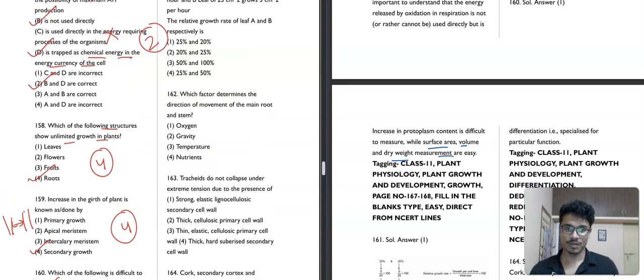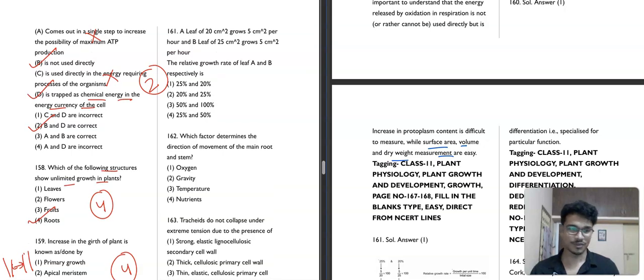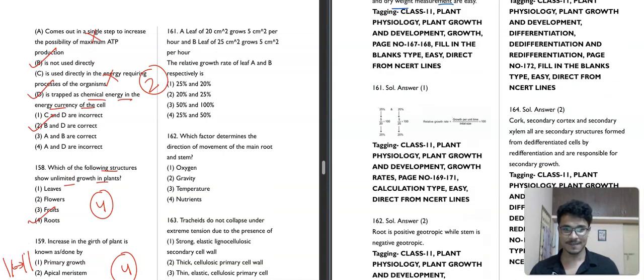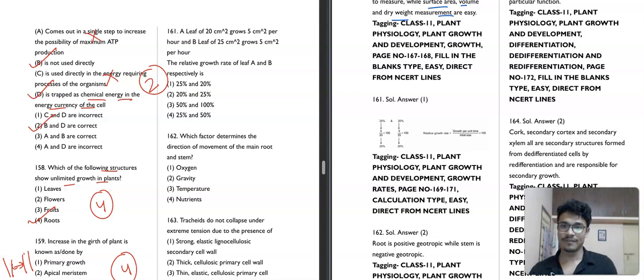So then question number 161. This is a good question, I will say. Okay. It is saying that leaf A of 20 centimeter square grows 5 centimeter square per hour, and leaf B of 25 centimeter square grows 5 centimeter square per hour. The relative growth rate, you can see this. It will be somewhat like this, that it is saying 5 centimeter square per hour for 20 centimeter square.